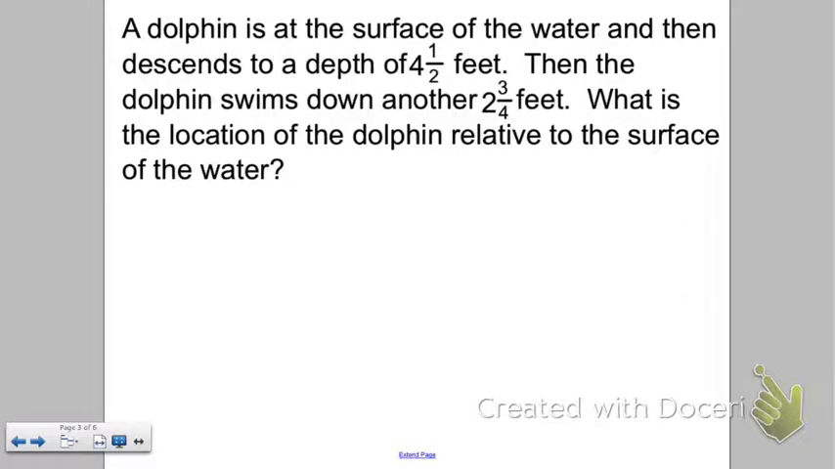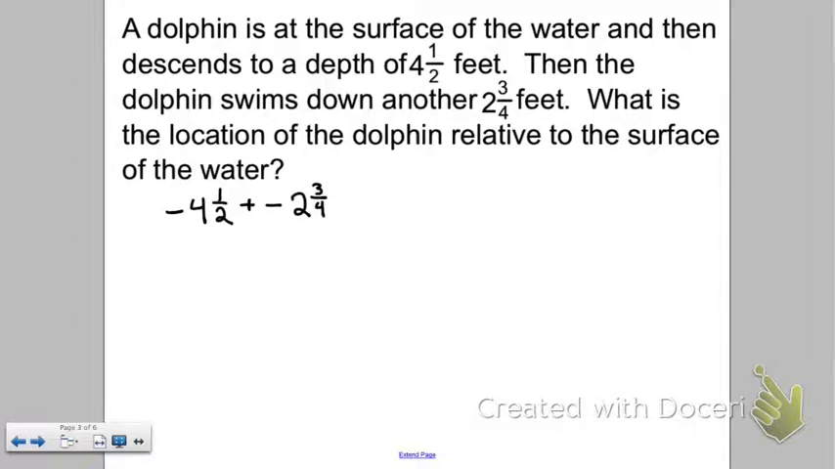A dolphin is at the surface of the water and then descends to a depth of 4.5 feet. Then the dolphin swims down another 2 3/4 feet. What is the location of the dolphin relative to the surface of the water? Take a minute to copy down the question. If the dolphin descends 4.5 feet, it is going to be a negative 4.5. It then swims down another, so we're going to add on more negative 2 3/4 feet.